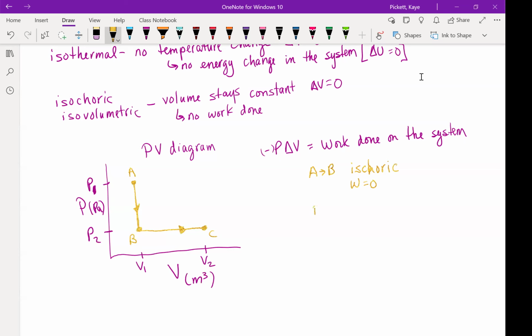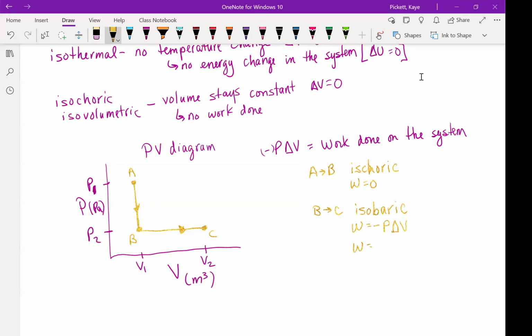So from B to C, what we see is that I've got some work done. And I went from a low volume to a high volume. So my final was greater than my initial. And this is what's called an isobar, an isobaric situation. And the work done is negative P delta V.